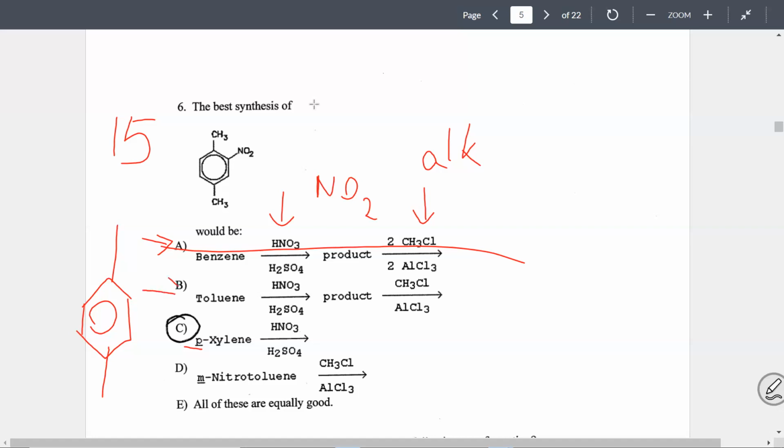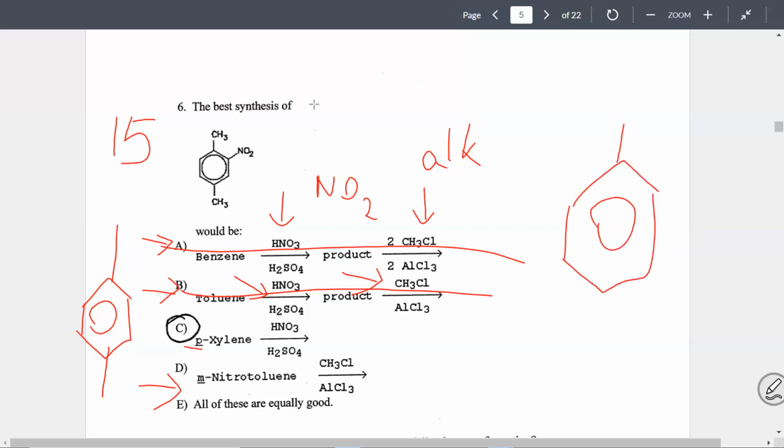Option B, toluene. Exactly. It's just a methyl group. Nitration, and then again, we want to do an alkylation. This can't happen. Simply cannot happen. And then D, nitrotoluene. How does that one look? There you go. That's it. So same reason. We're trying to do an alkylation, but we have NO2. That's not going to happen.